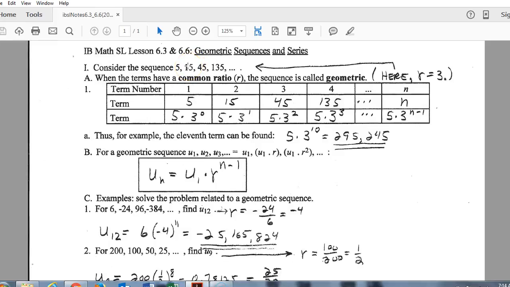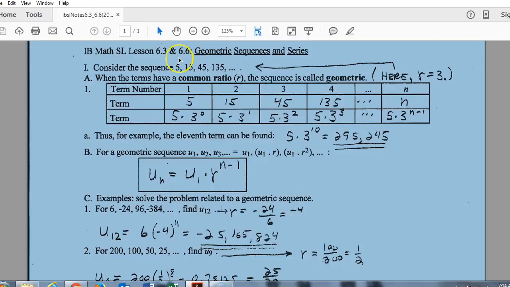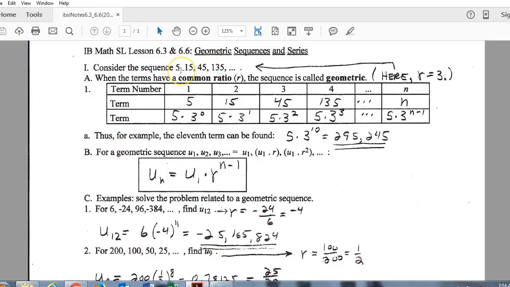Couple reminders, when it came to arithmetics, whatever it was that you were adding was called the common difference. And so if you ever weren't sure what it was that was being added, you could always subtract one backwards to figure out what the common difference was. So for example, if this were arithmetic, you would have done 15 minus 5 to figure out what the common difference was. Well, you use the same kind of a trick when it comes to geometric sequences.